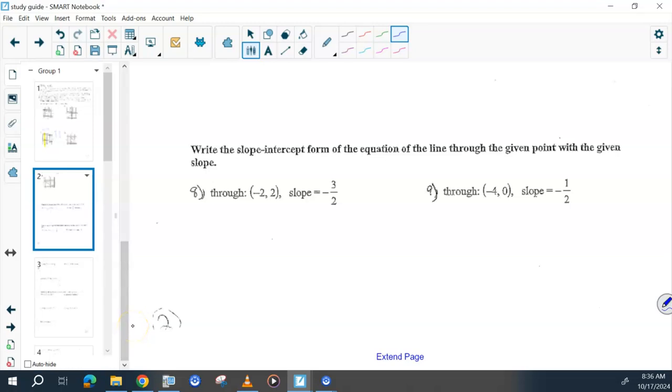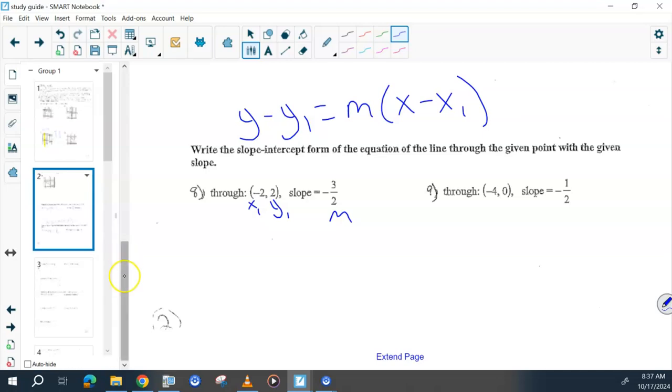So 8, 9 through 17, you're using your point slope. So I'll write that up here. y minus y1 equals m times x minus x1, where this is your x1, y1, and your m, and you're going to put each of those into the formula. So that would be y minus 2 equals -3/2 times x minus -2, and then change it to a plus, or you can just change it to a plus to begin with.